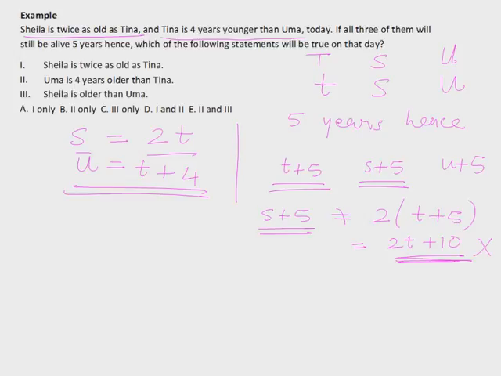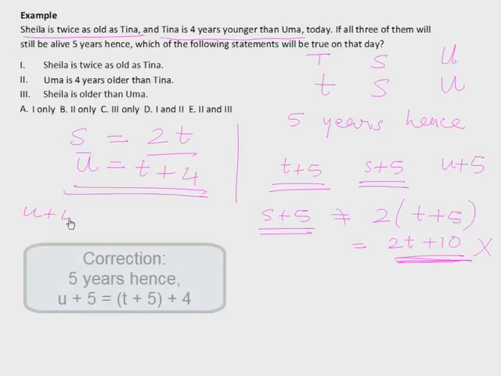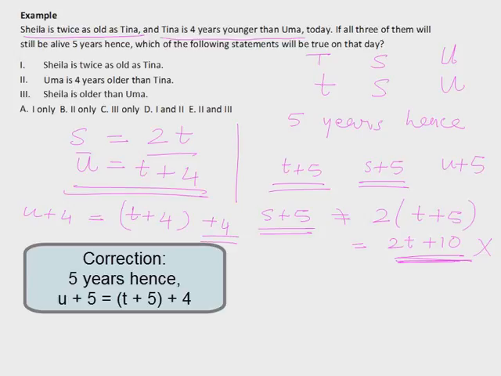Their gap is not going to change. Uma is going to become Uma plus 4. Tina is going to become Tina plus 4. So Tina plus 4 is equal to Uma plus 4. So the gap of 4 years will not change. So statement 2 is correct.